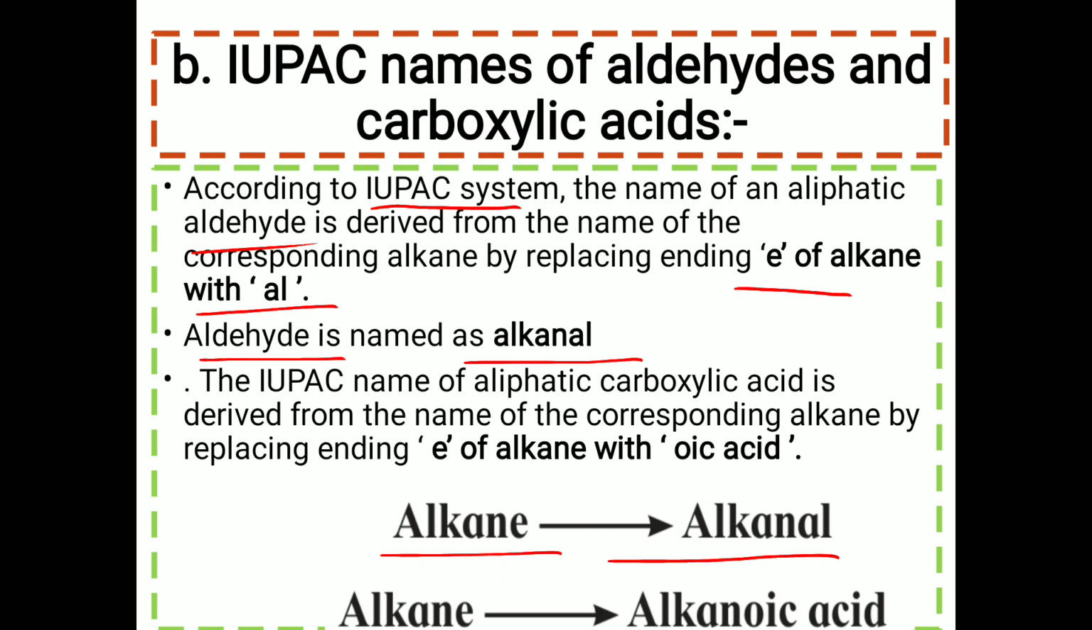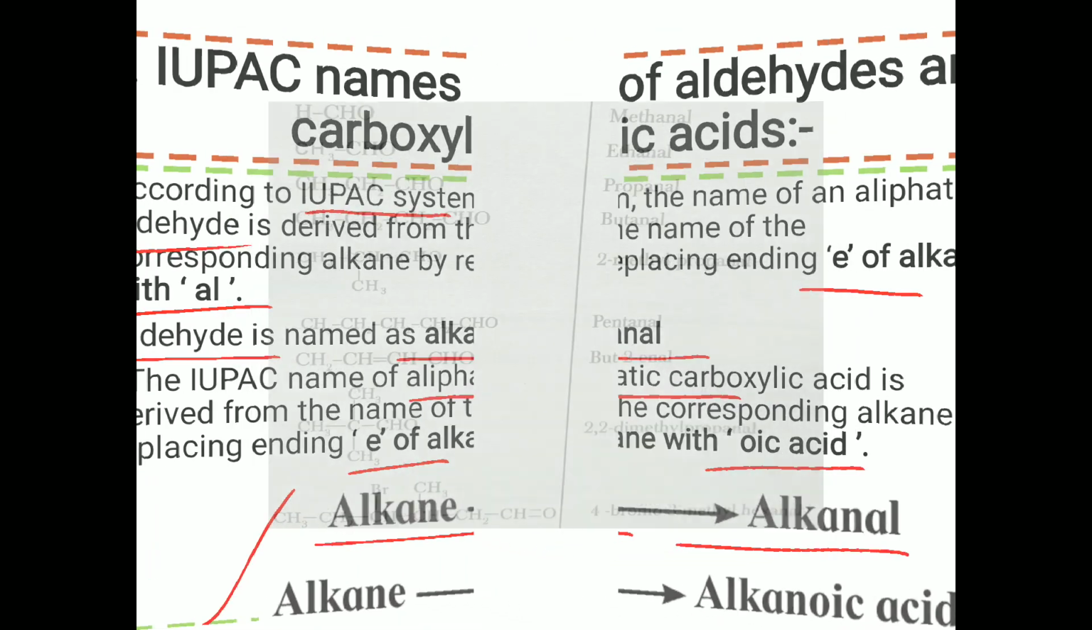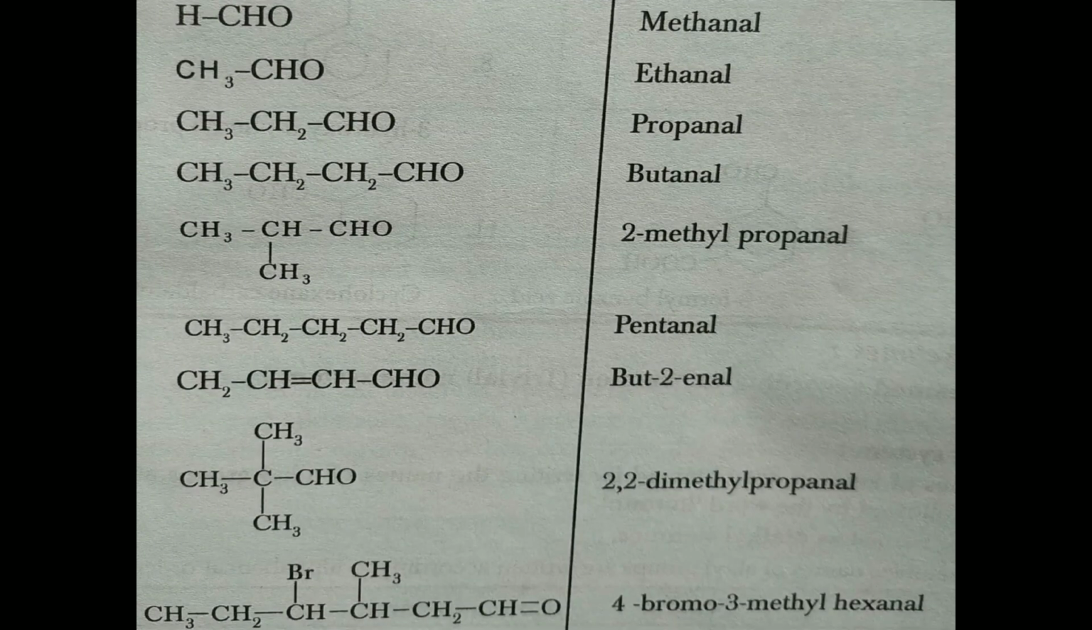The IUPAC name of the aliphatic carboxylic acid is derived from the name of the corresponding alkane by replacing the ending E of the alkane with the oic acid. Means alkane is named as the alkanoic acid in case of the carboxylic acid, but in case of the aldehyde it can be named as the alkanal. Now it can be made clear using the following examples.